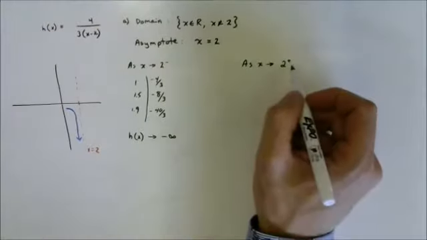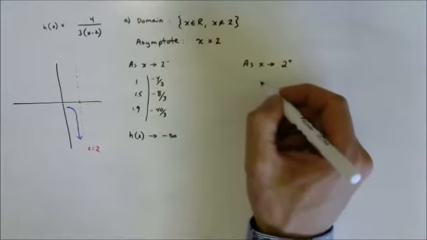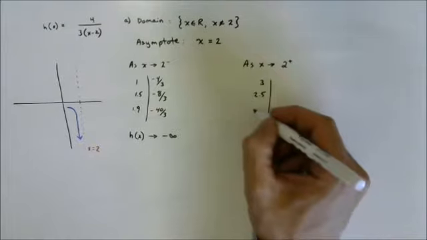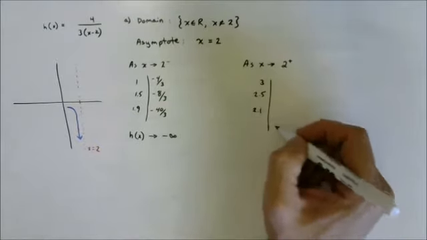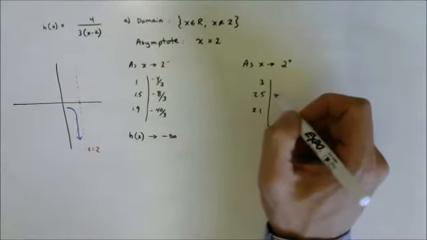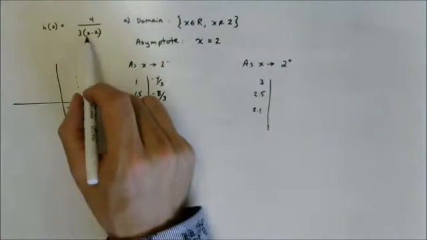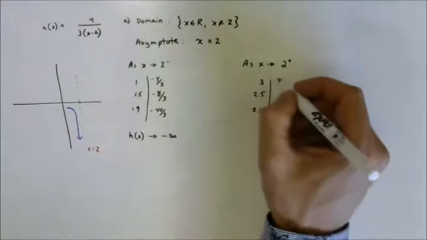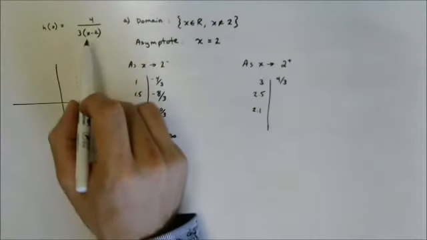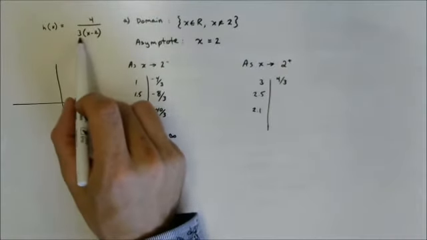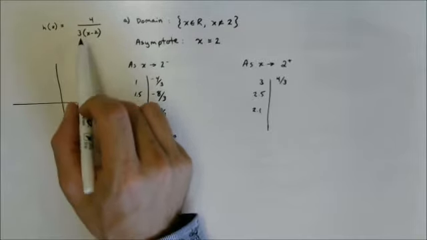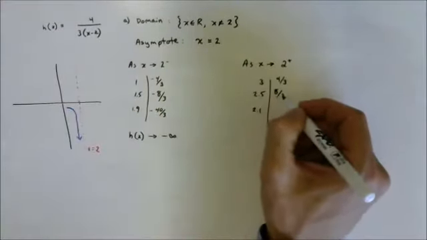Let's look at as it approaches 2 from the right. So in this case, we're going to be looking at, let's say, the number 3, then the number 2.5, then the number 2.1. And if we wanted to be more exact, we'd go 2.01 and carry on from there. But let's look at what happens if we put 3 in here. We get 3 minus 2 is 1, that's 4/3. If we put 2.5 in there, we get 0.5 times 3, which is 1.5. You get 4 over 1.5, which is 8/3, positive.